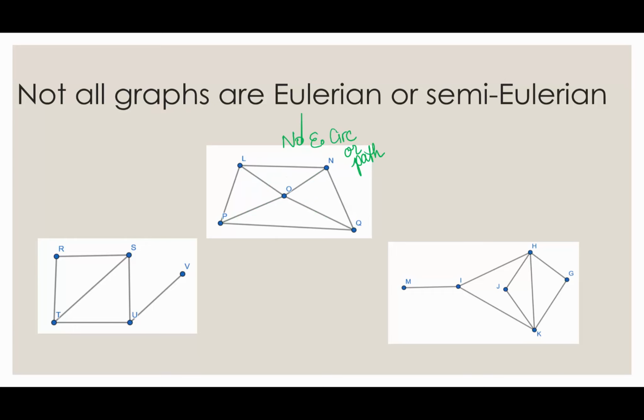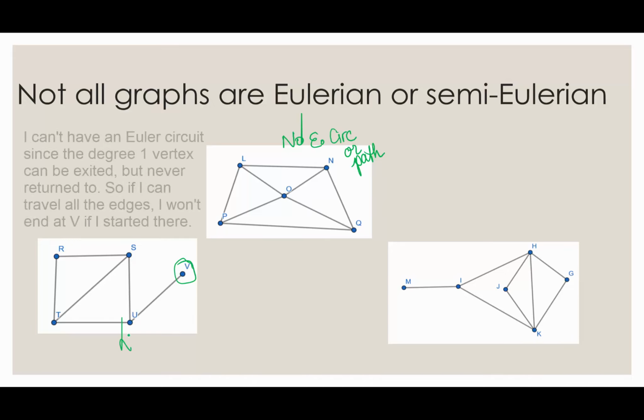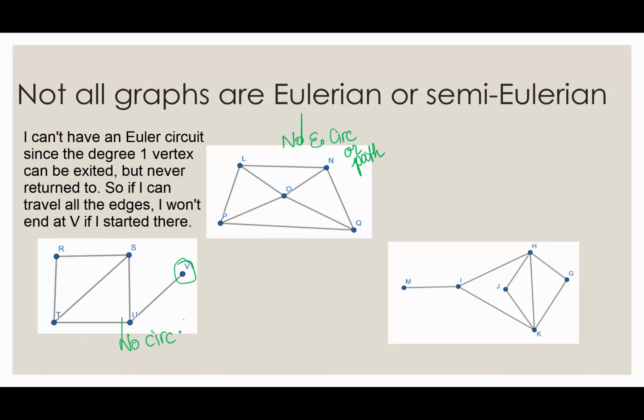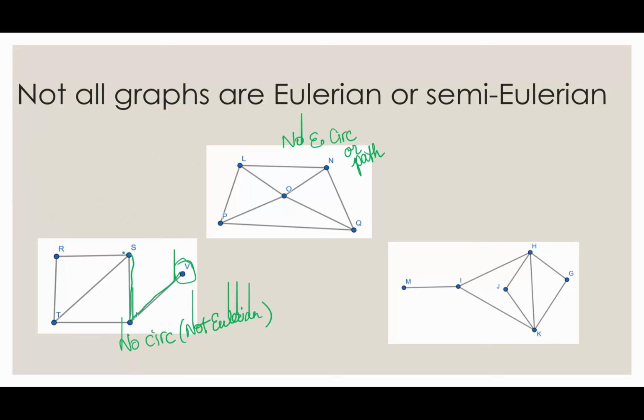Let's look at the one on the bottom left. Since we see there's one vertex that you can only start from, we should expect immediately there's no circuit. So it's not Eulerian. But why don't we keep tracing? Okay, so we got to U. We could go around the outside. But now I don't have a way to do that edge along. So this is also not semi-Eulerian. There's not an Euler path either. So in these first two, there's nothing.